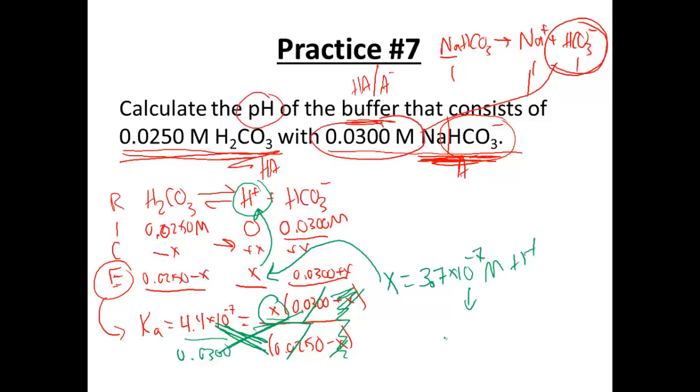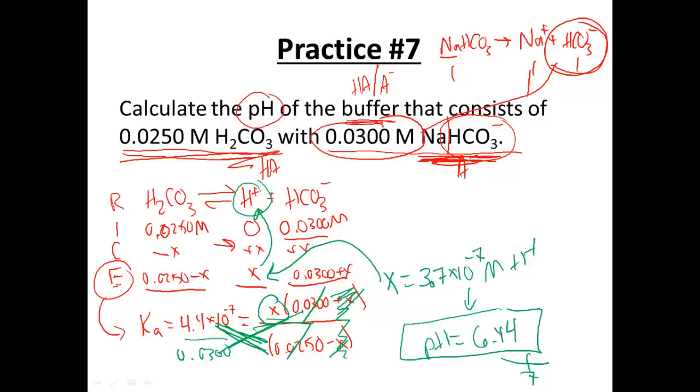And then from that, we take the negative log of it, and we find out that the pH is equal to 6.44. And that is our pH there. And notice how it's a little bit closer to the neutral area of pH 7 there. That'll be important as we go forward talking more about buffers.